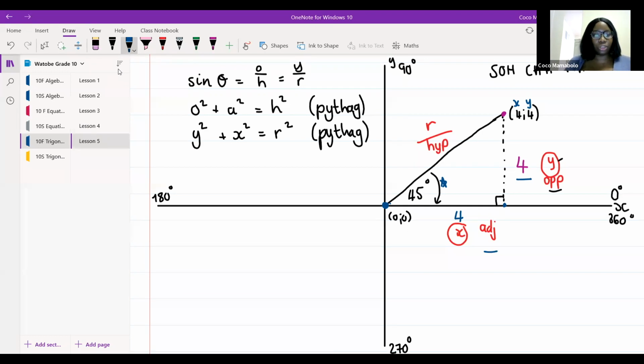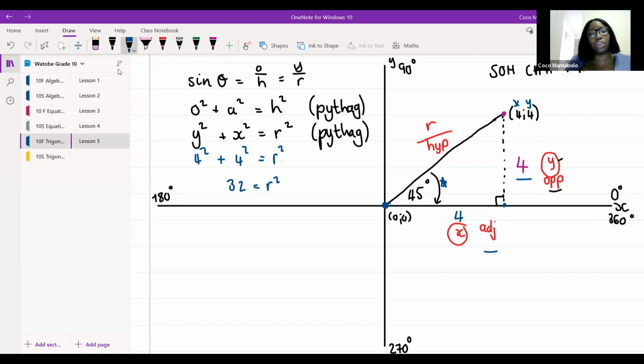So if you guys do this correctly, you should get 4 squared plus 4 squared is equal to r squared, or is equal to a squared, it doesn't matter. This should give you 16 plus 16, which is going to give us 32 is equal to r squared.